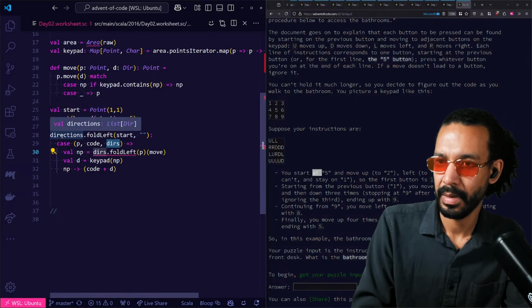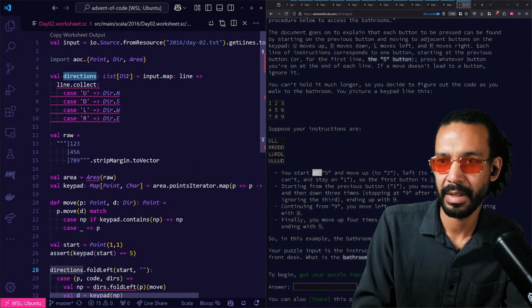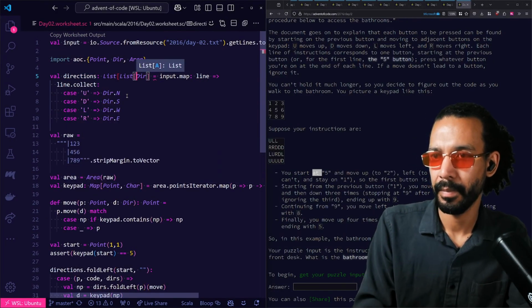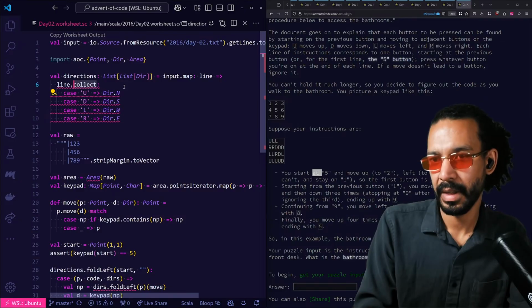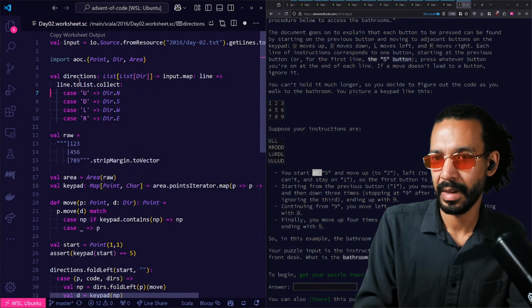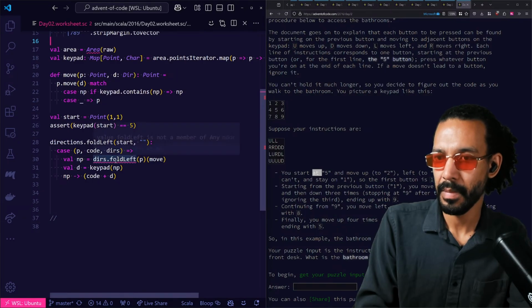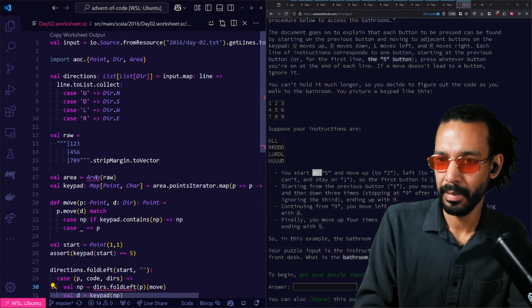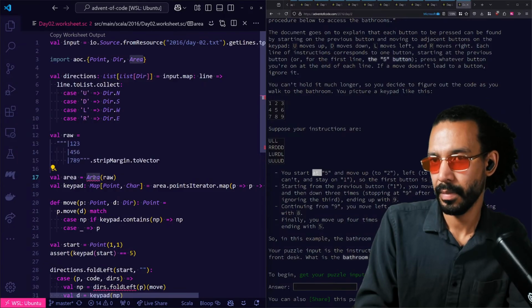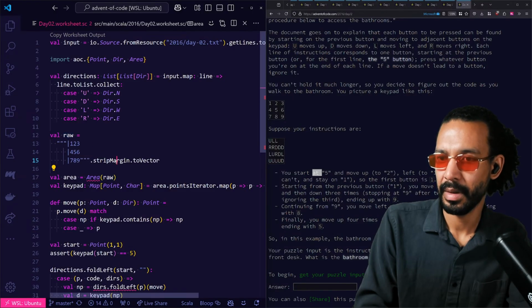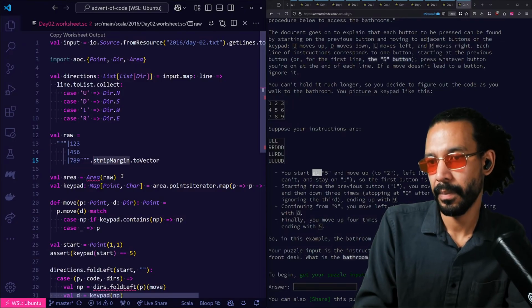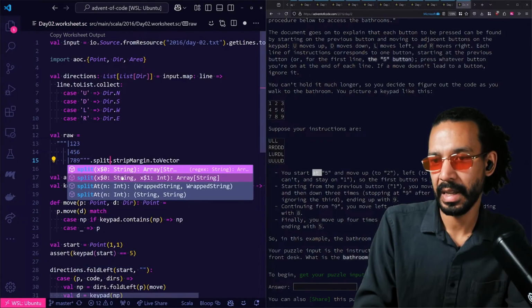Directions. Wait. Directions isn't a list of dir. This is a list of dir. We have to list this. Well, should be a vector of string. Oh, the individual lines. I don't know, split at.